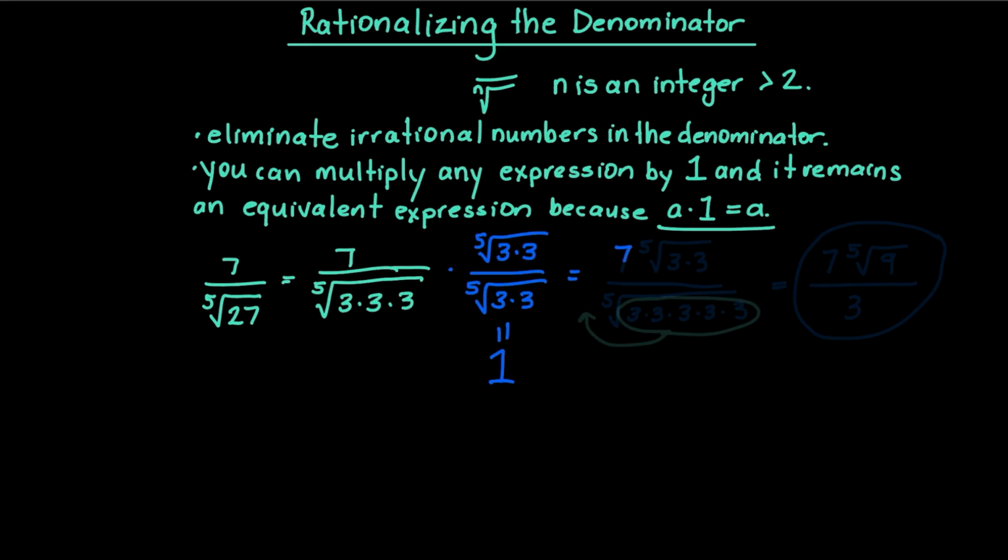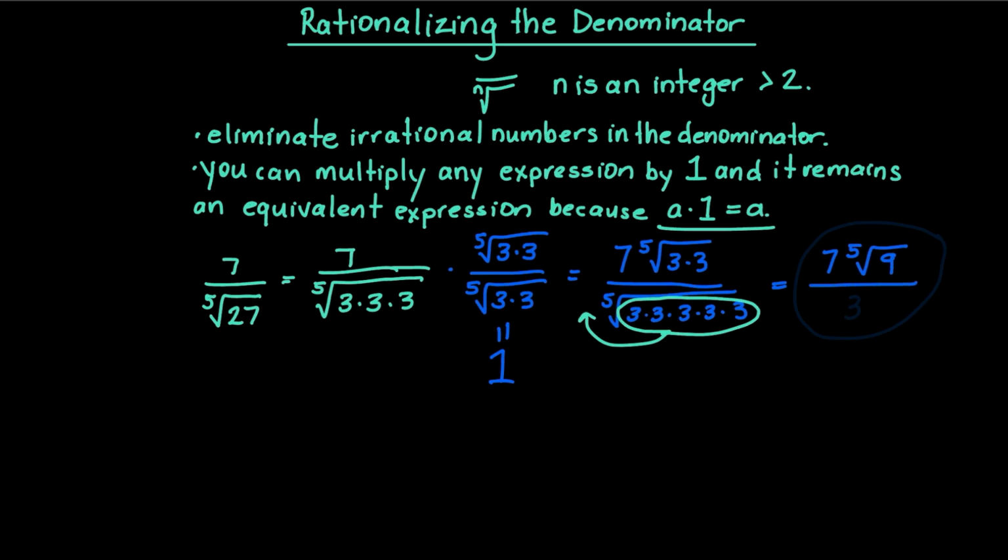In my numerator, I have 7 times the 5th root of 3 times 3. In my denominator, I have the 5th root of 3 times 3 times 3 times 3 times 3. I now have a group of 5 3's, so I can bring those out as a single 3. So I have 7, 5th root, and I'm going to go ahead and multiply 3 and 3 because I know I don't have 5 of them, and they're both prime, all over 3. 7 over 3 does not simplify any further, so my final answer is 7 times the 5th root of 9, all over 3.